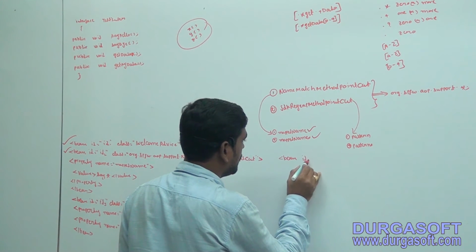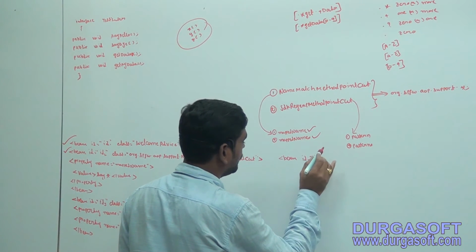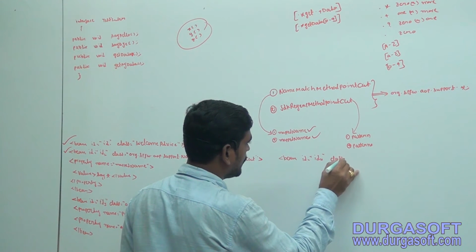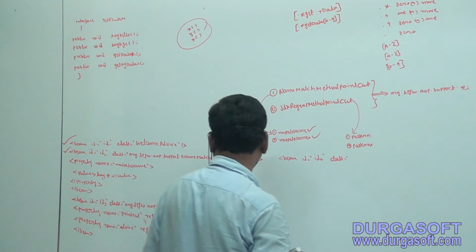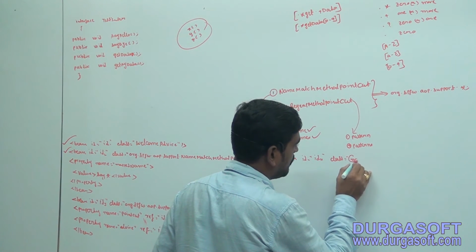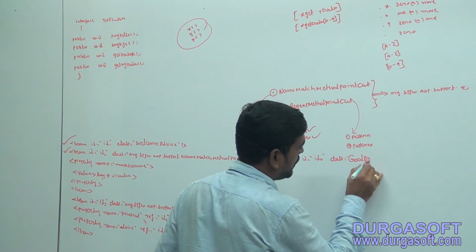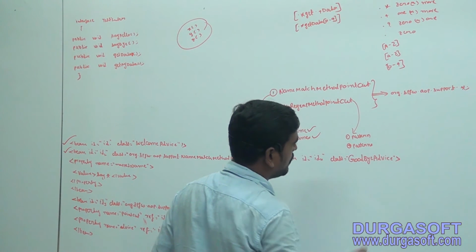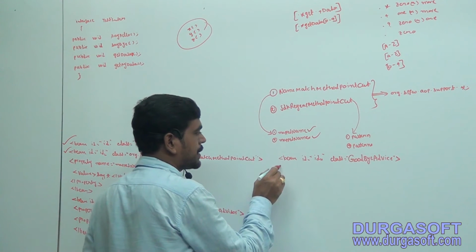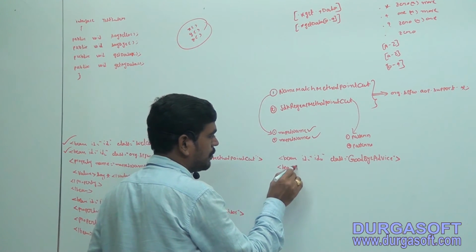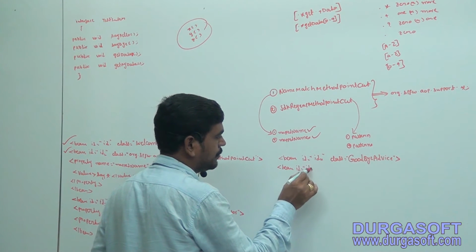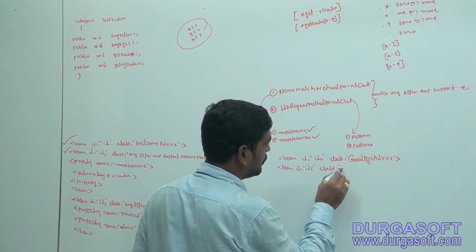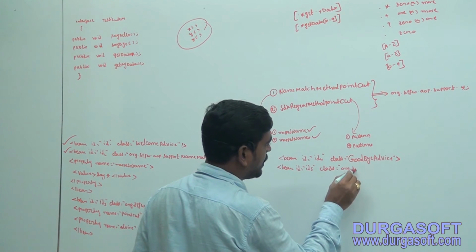Bean id is equal to id4, class is equal to GoodbyeAdvice. The next, bean id is equal to id5, class is equal to org.springframework.